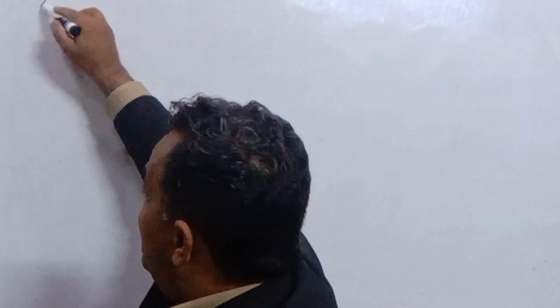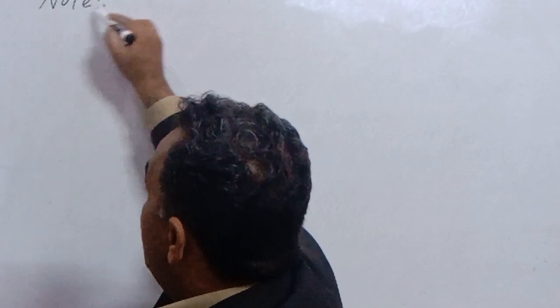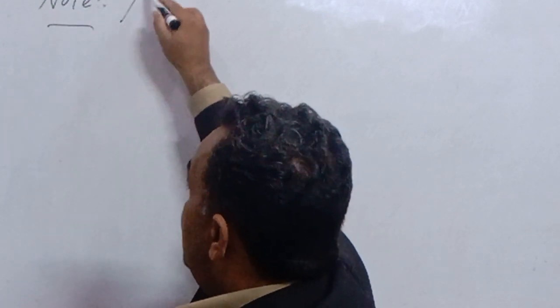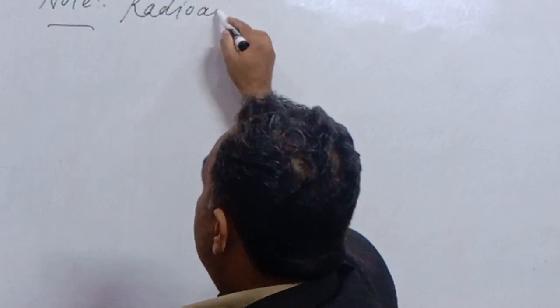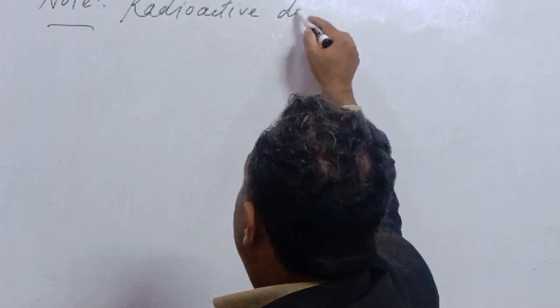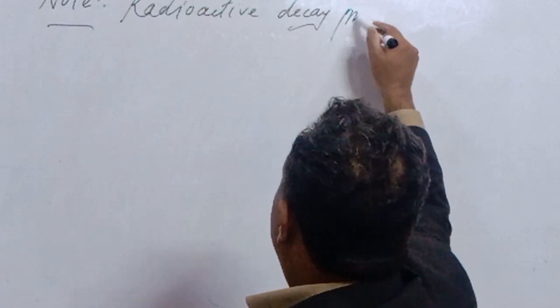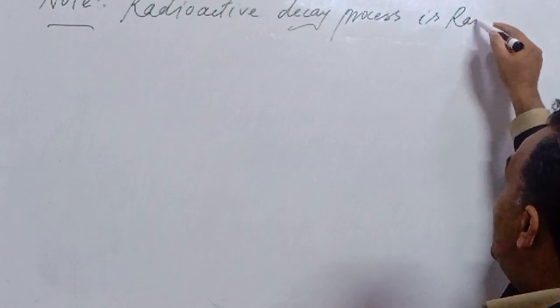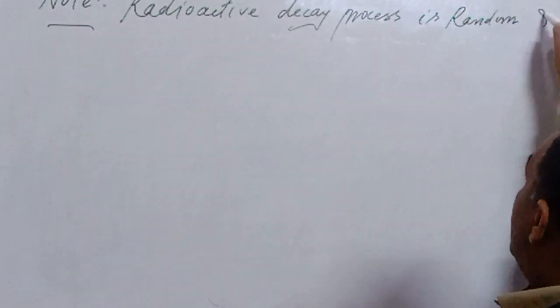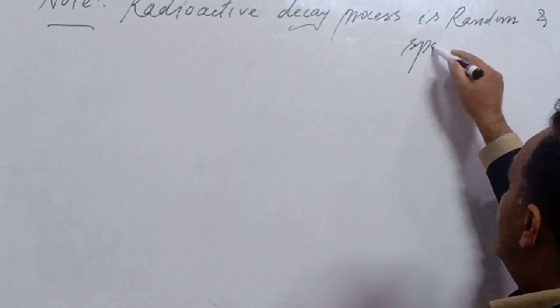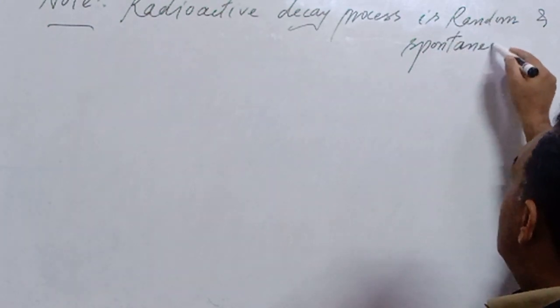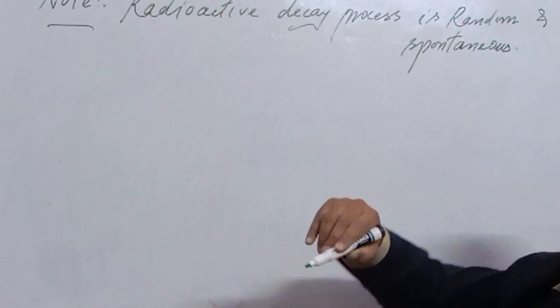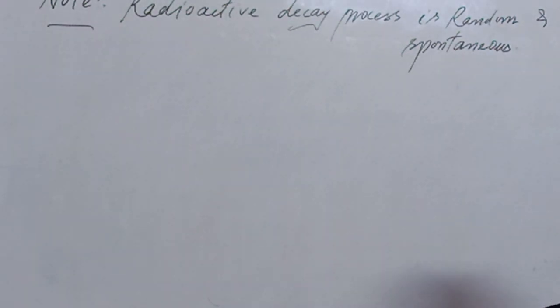So note that the radioactive decay process is totally random and spontaneous. Random means any nucleus can decay at any time. We cannot predict which nucleus will decay at what time.